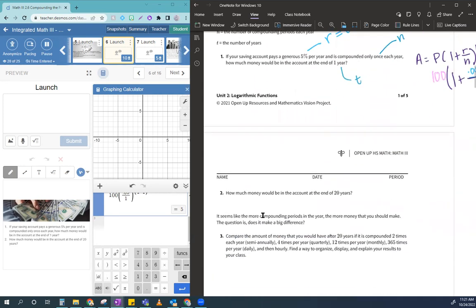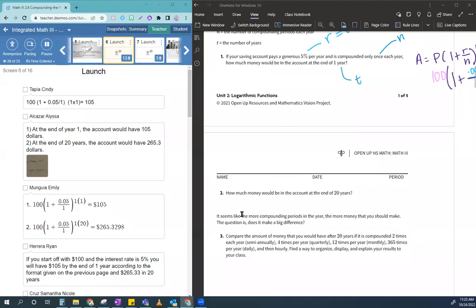All right, so I'm going to pause the video, and I want you to figure out, this is the same problem, same context. How much money would be there after 20 years? Now, don't just plug it into your calculator. I need the actual equation. So I want the equation first. Go ahead and do that and pause.